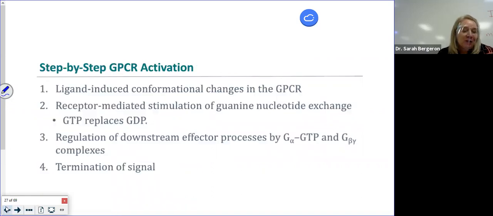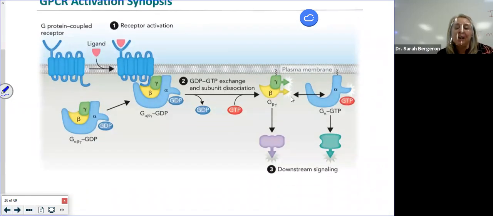So basically, if you look here, right, you have to have an enzyme that is going to exchange this GTP back to GDP. So you have one enzyme that goes from GDP to GTP, and then one that goes from GTP back to GDP.